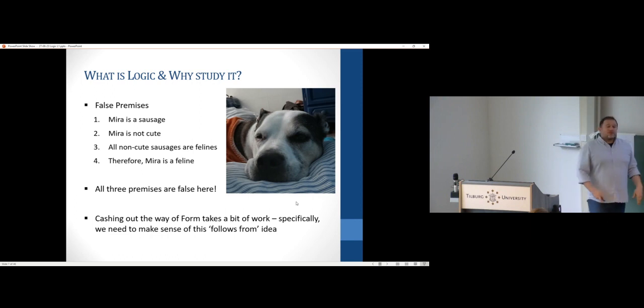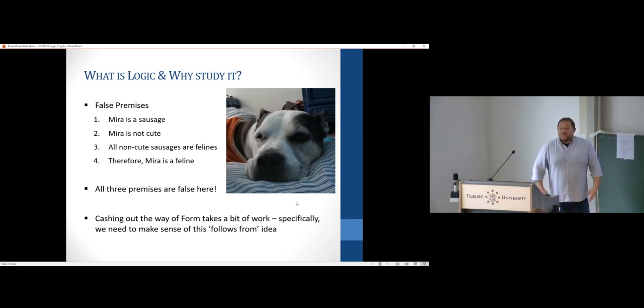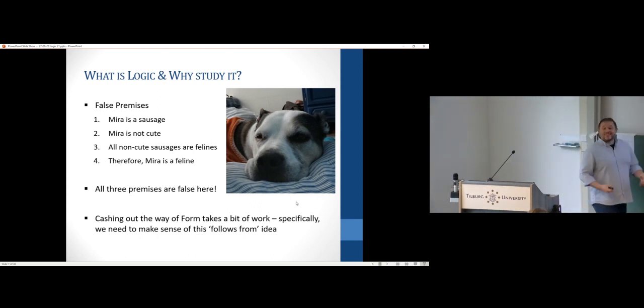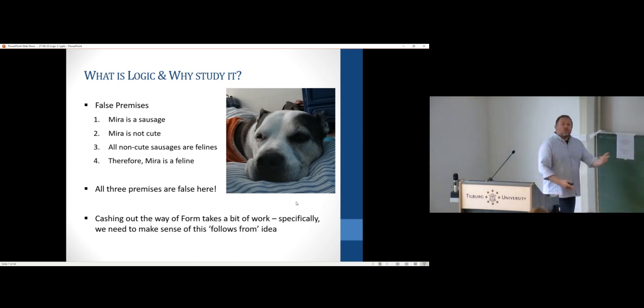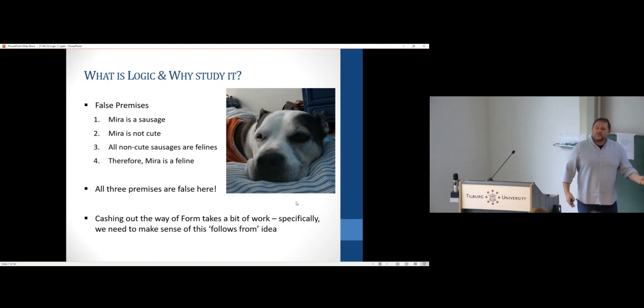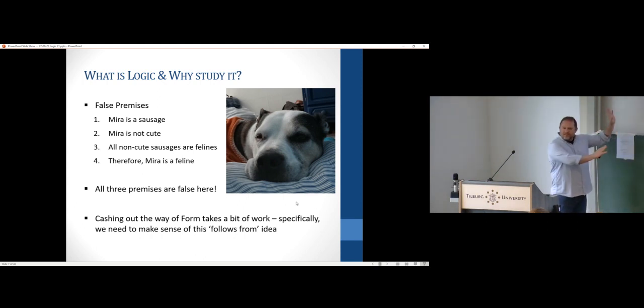Now notably, this argument is bad in that way of content. All three premises are false. Mira is not a sausage. Obviously the case is that Mira is cute. Anyone who says she isn't, I will very happily fight. And 3 is just being silly. So 1, 2, and 3 are all false. So this argument's bad in the sense of the way of content. Everybody can see that.